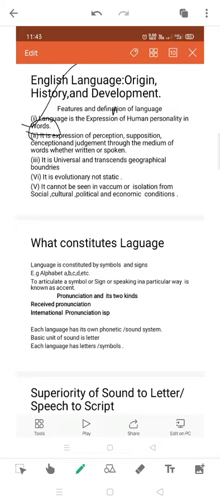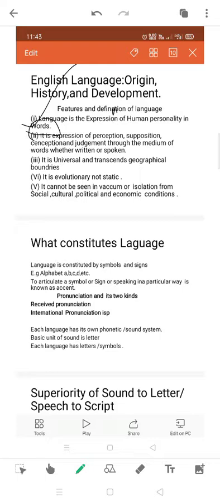So how is language expression of human personality? Because man is nothing but product of his thought. He is a sensitive individual. He perceives, he thinks, he meditates, he decides, he hates, he loves, and all sort of sensitive feelings and experiences are there with the man. And when he expresses these feelings, when he expresses what he thinks to the other individual, that is language. But that should be in the form of the words.